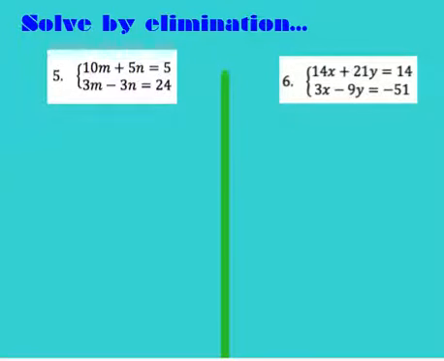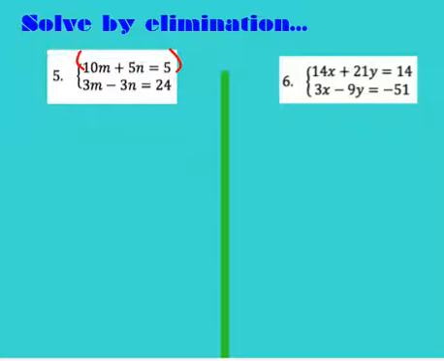Number 6. I have 10 and 3, 5 and 3. 5 and 3 is 15, I guess. I'm going to use that. I'm going to show you why. 5 and 3 times those are 15.